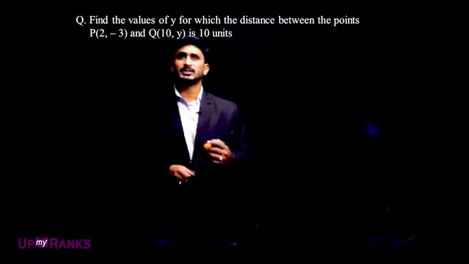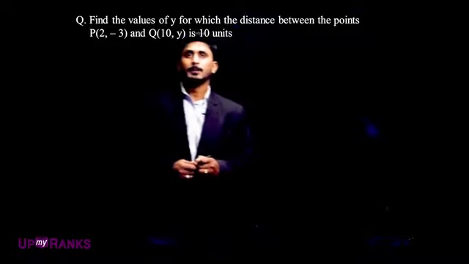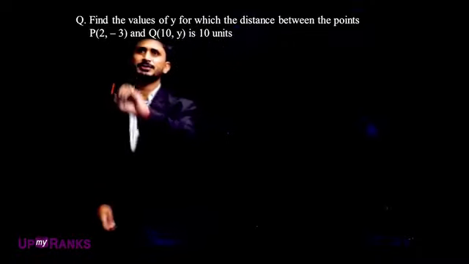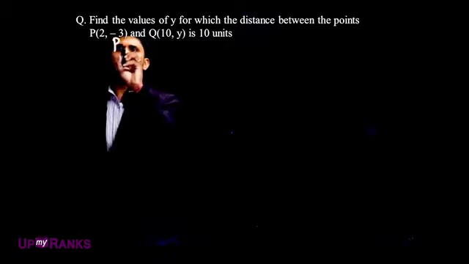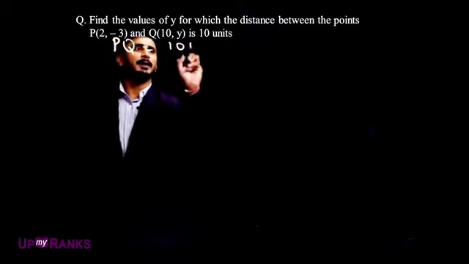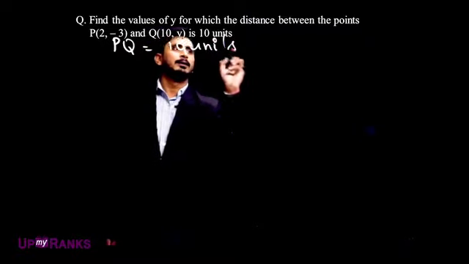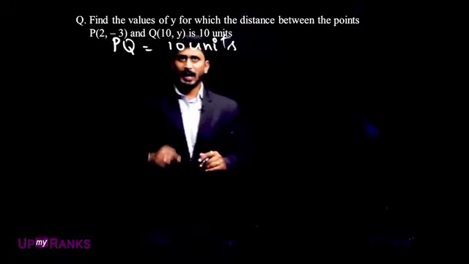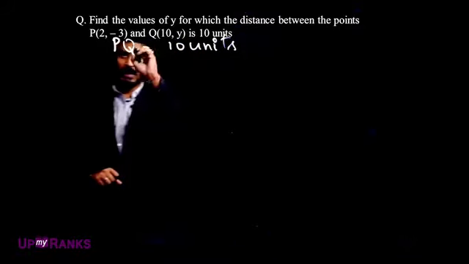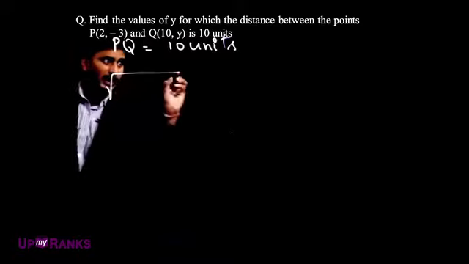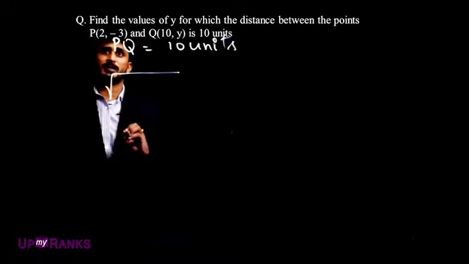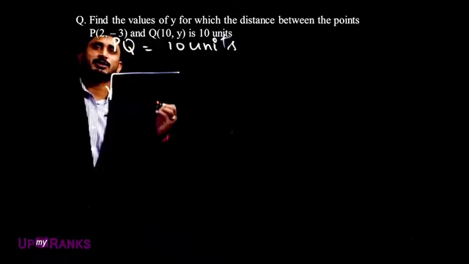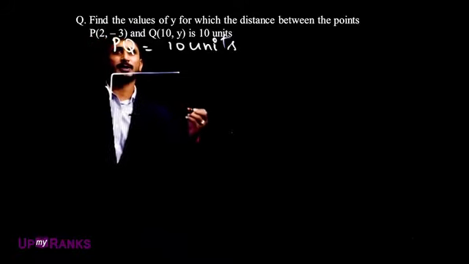Think over it. It's just very simple, like the previous problem which we did. So now we'll use the same formula, which is nothing but the distance formula. Because we have PQ equal to 10 units, I will write down the distance between P and Q. So we have the coordinates there. So I'll use the distance formula, which is the square root of (x1 minus x2) whole square plus (y1 minus y2) whole square.